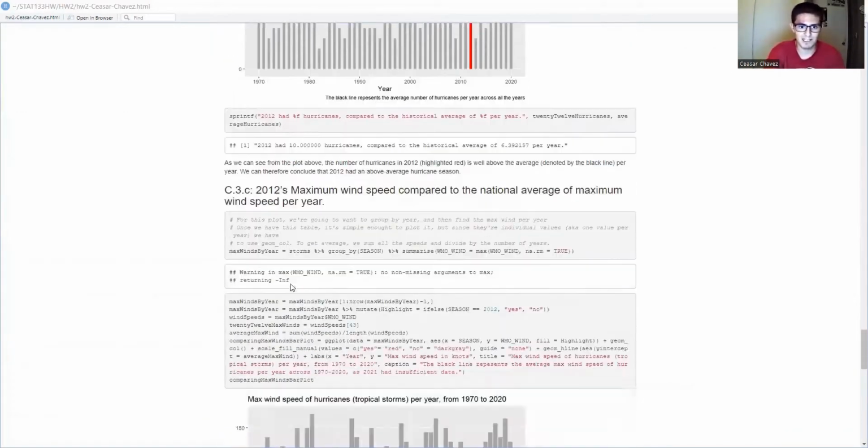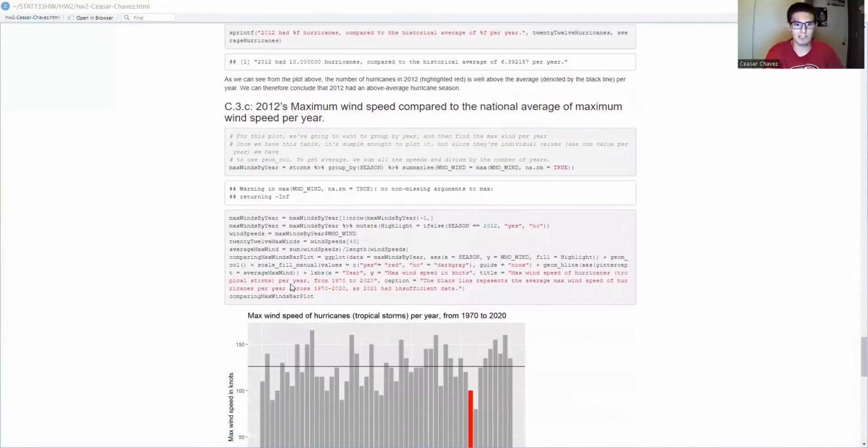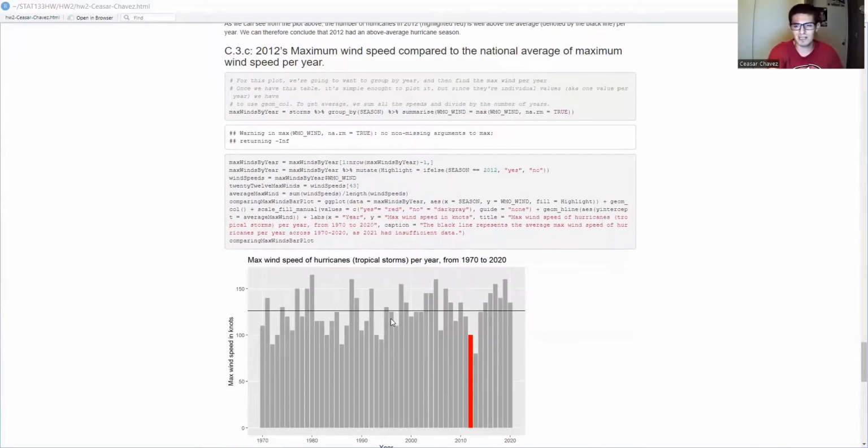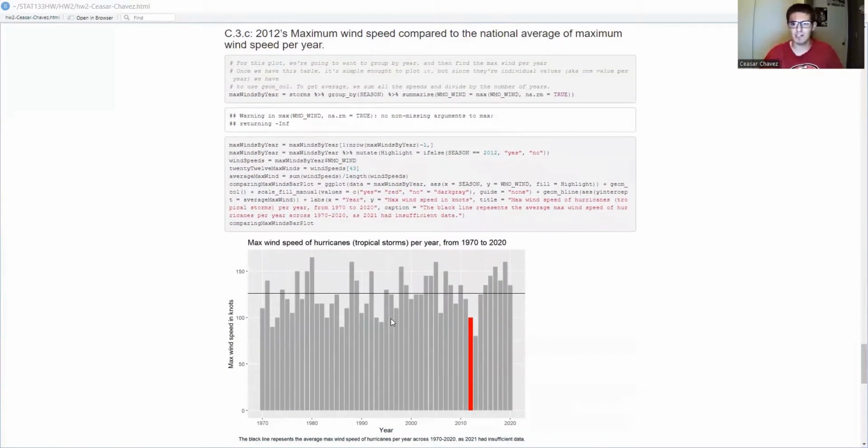And last but not least, for section C.3, we wanted to see the maximum wind speed of 2012 compared to the national average of the wind speeds across the whole time period. Interestingly enough, 2021 was not accounted for because the IBTrACS dataset did not include data for 2021. So this historical period we're looking at is 1970 to 2020 instead.